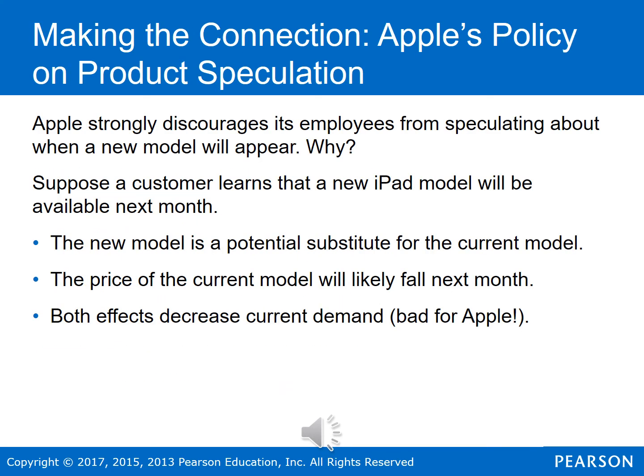For example, Apple has a very strict policy on product speculation. They very strongly discourage their employees from speculating about when a new model will appear. Suppose that a customer learns a new iPad model is going to be available next month. That new model is a substitute for the current model, and we can expect the price of the current model to fall next month. Both of these effects, this potential substitute coming out and the expected decrease in future prices, are going to decrease current demand for the current iPad model that's out. And again, this is bad for Apple.